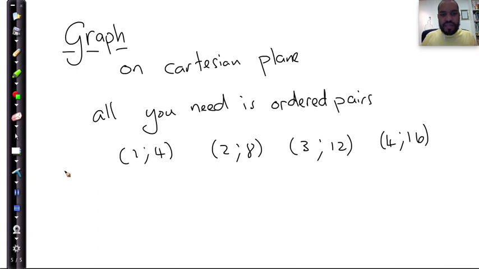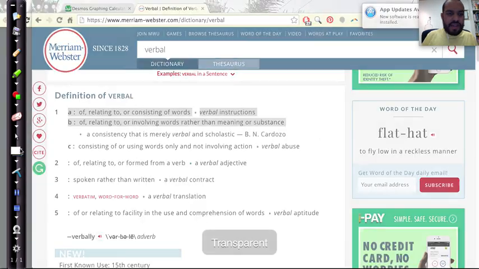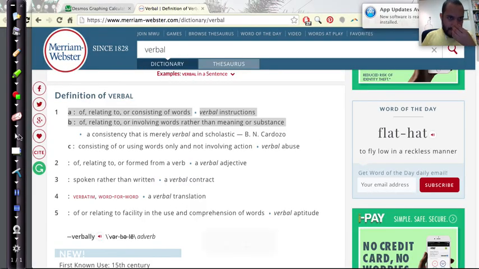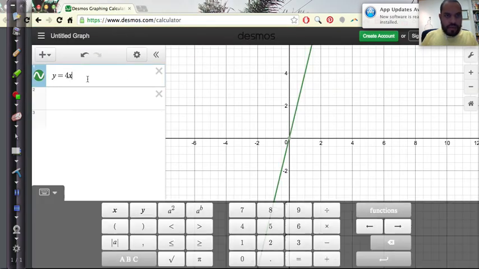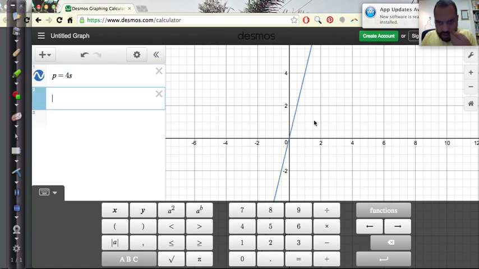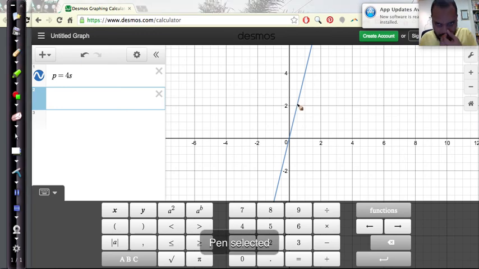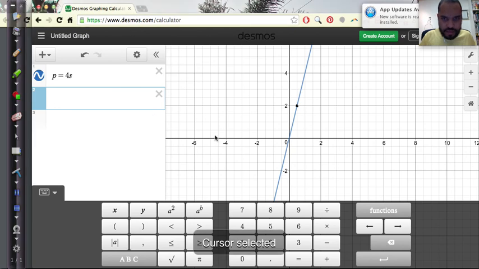Now I'm going to take a shortcut. I'm just going to take the rule, which is P is equal to 4 multiplied by S, and I'm going to put that into a graphing calculator, and I'm going to see what I get. And there we go. Y equals 4x is exactly the same as P equals 4S. So now you can see, if I look at 1, 1 touches on 4. That's the coordinate. 1 touches on 4. Right? 2 goes all the way up. So let's just bring that down.